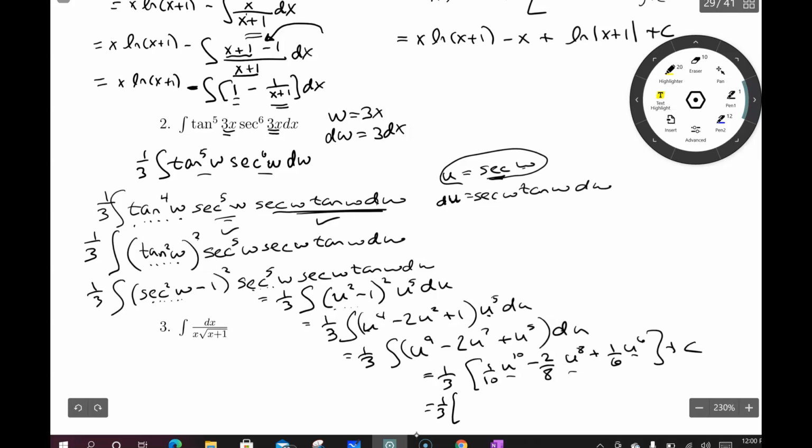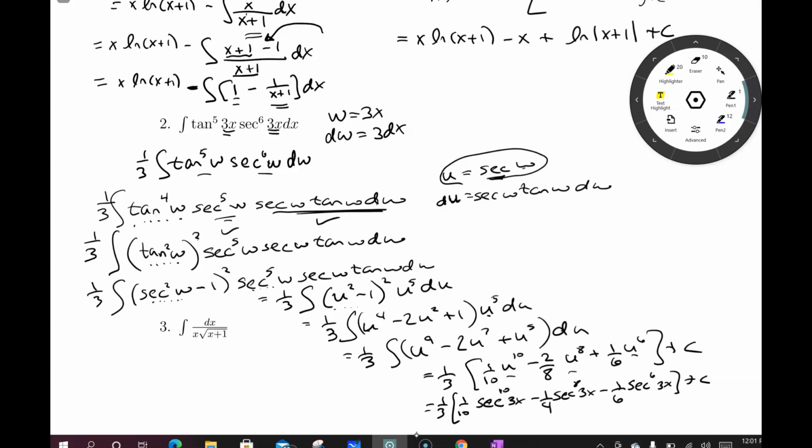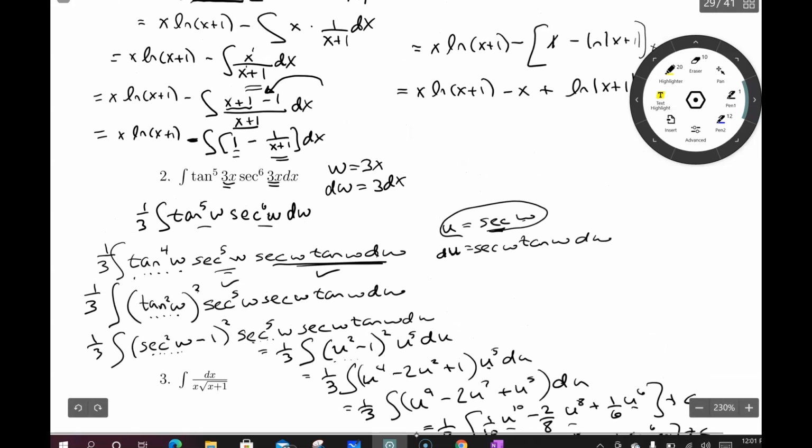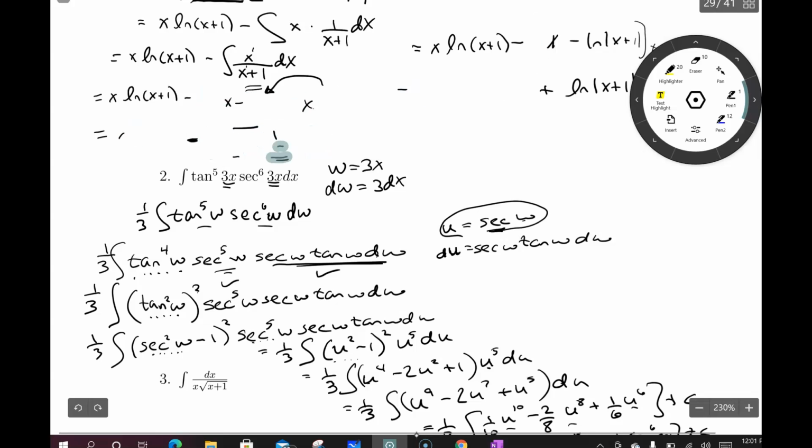So let's just write one more step here. I would get 1/30 secant to the 10th of 3x minus 1/4 secant to the 8th of 3x minus 1/6 secant to the 6th of 3x plus c. All right, so I do believe this is one that will work the other way as well. So let me just do it up here. You've already written this one out.